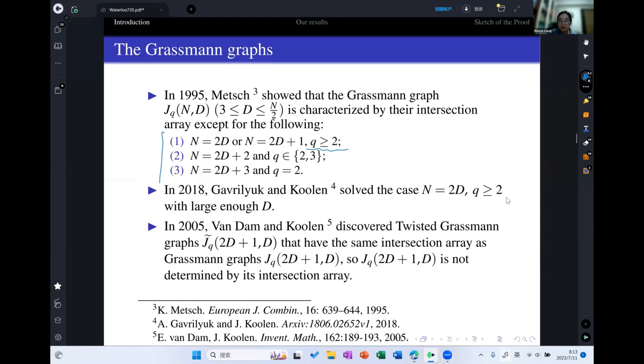And in 2018, Xiaoye and Koolen solved this case: n equals 2d and q greater than or equal to 2 with large enough diameter. So we want to solve the left cases.